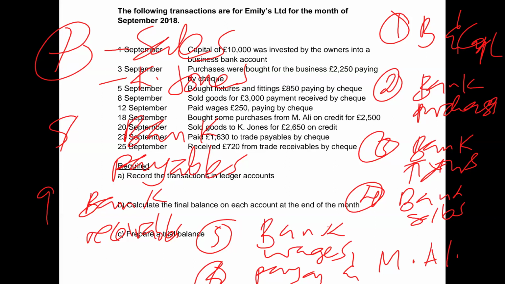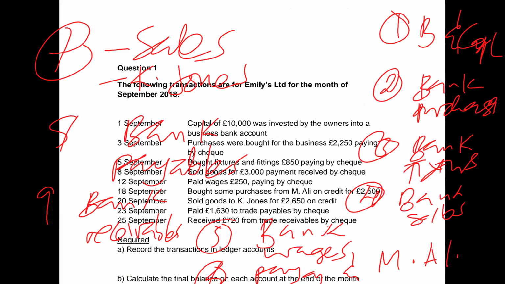We purchased on time. So how are we going to write the details? The payables will be the details. So you debit the purchases account and then payables, because you bought on time.